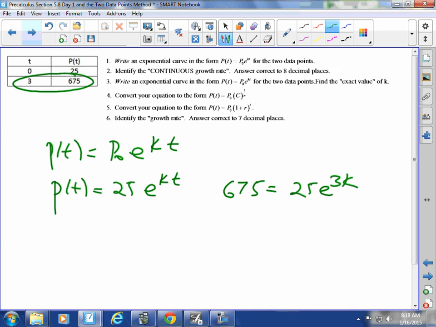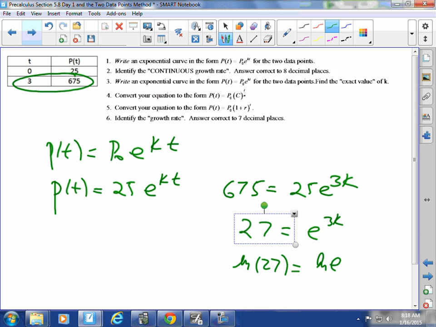Grace, what is 675 divided by 25? 27 is equal to e to the 3k. So when I bring a natural log in, I'm going to have the natural log of 27 is the natural log of e to the 3k, which simply turns out to be 3k. Therefore, by division, k turns out to be the natural log of 27 divided by 3. Yes?